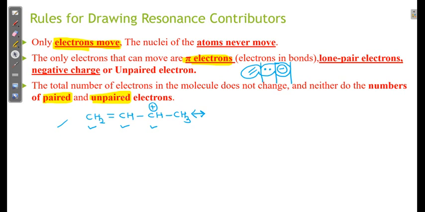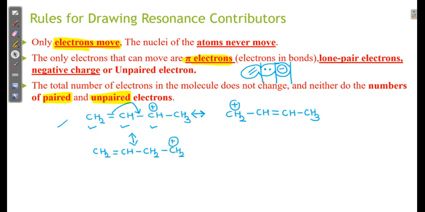So here if I draw the structure, then I could get CH2 plus, CH double bond CH, CH3. Let us keep the arrow also. And another structure, some students may write like this: CH2 double bond CH, CH2 and CH2 plus.